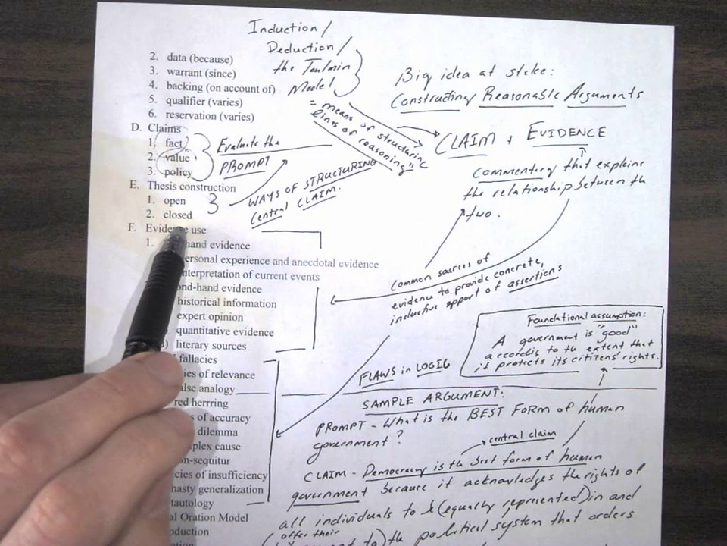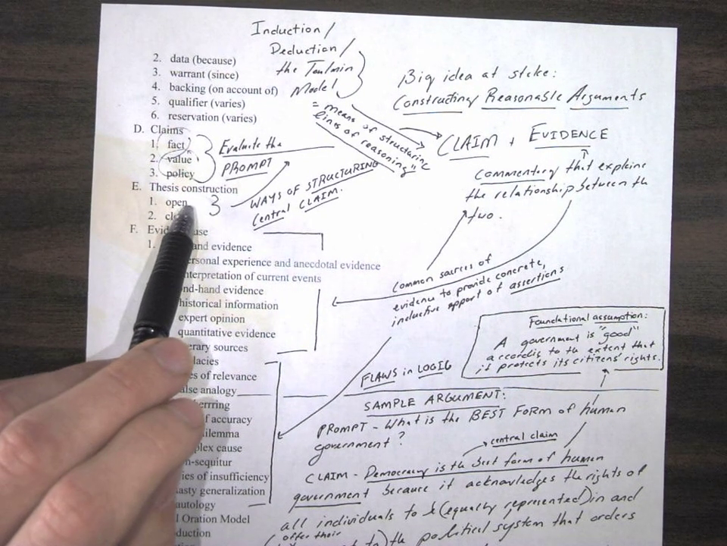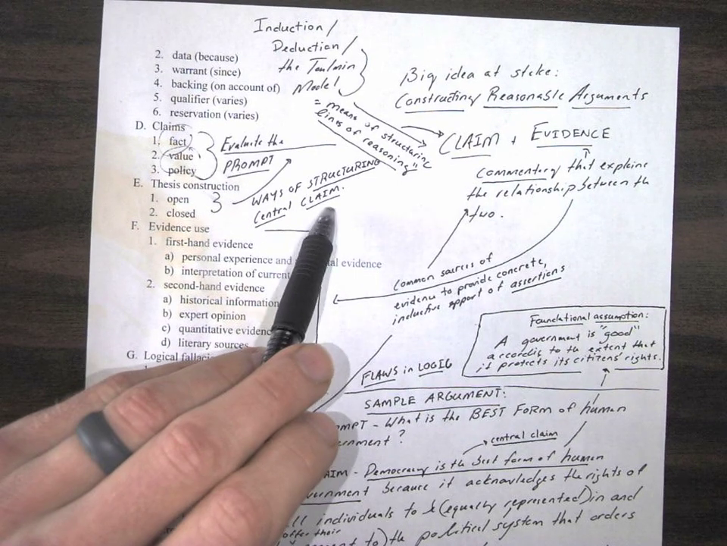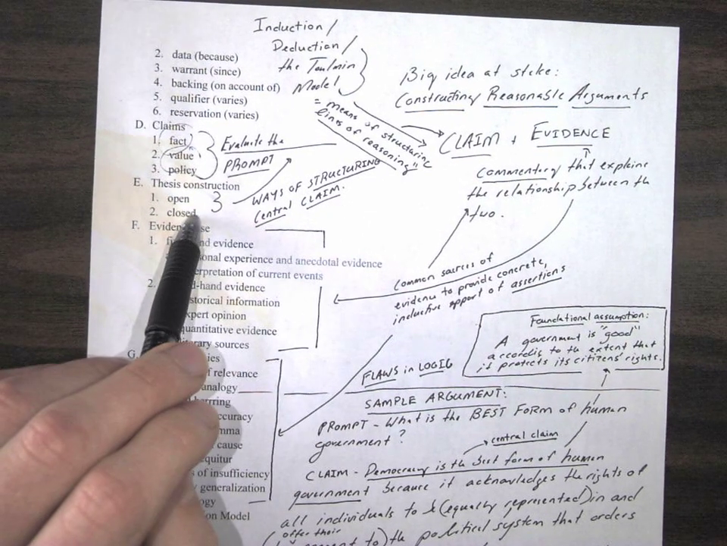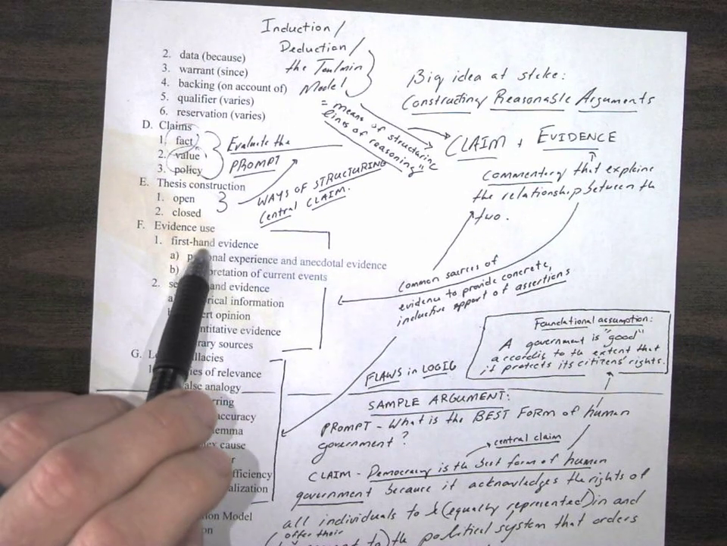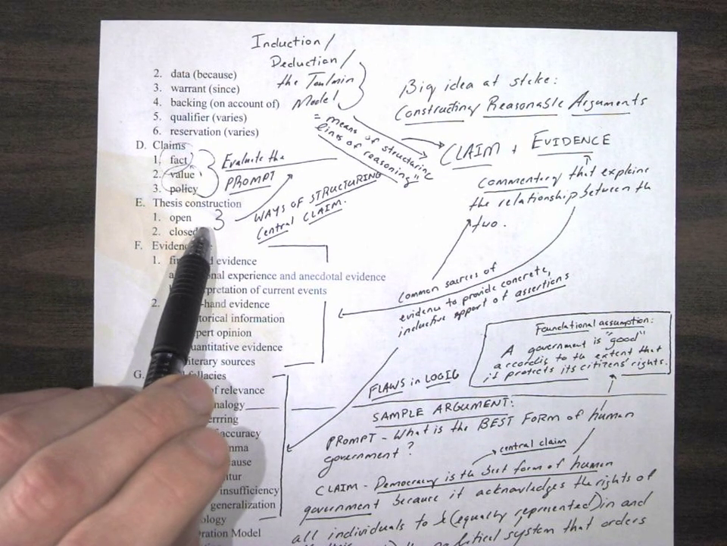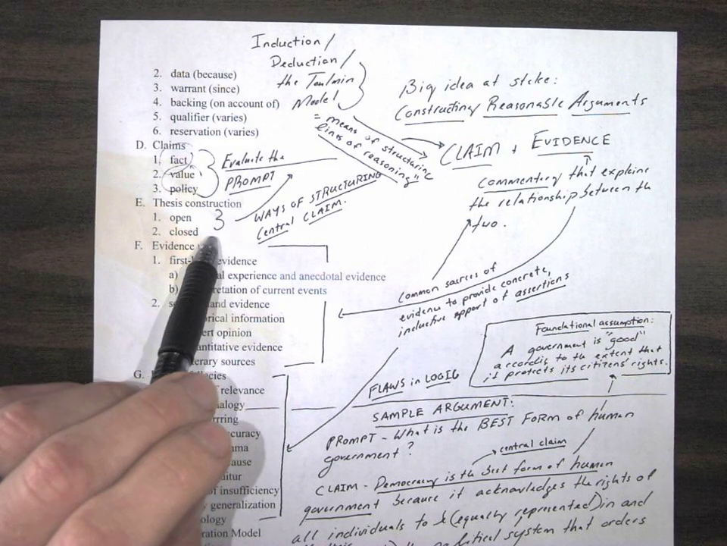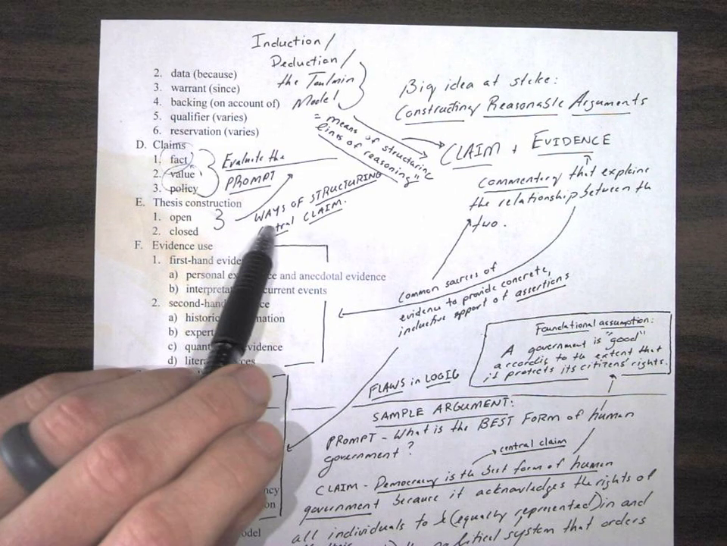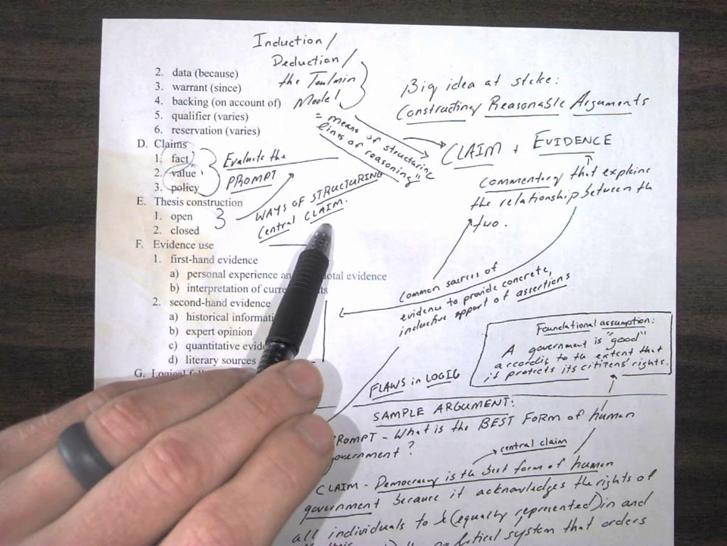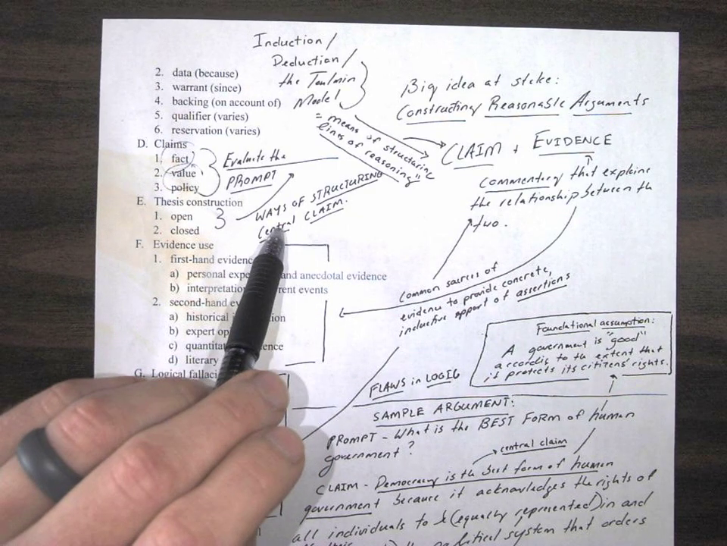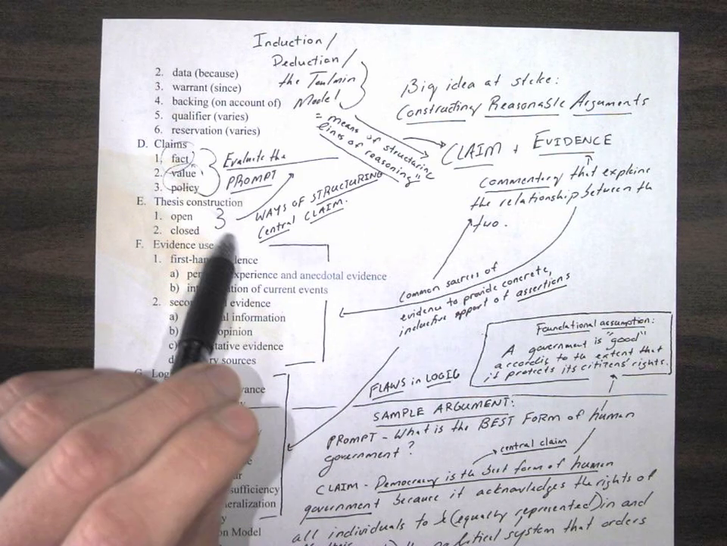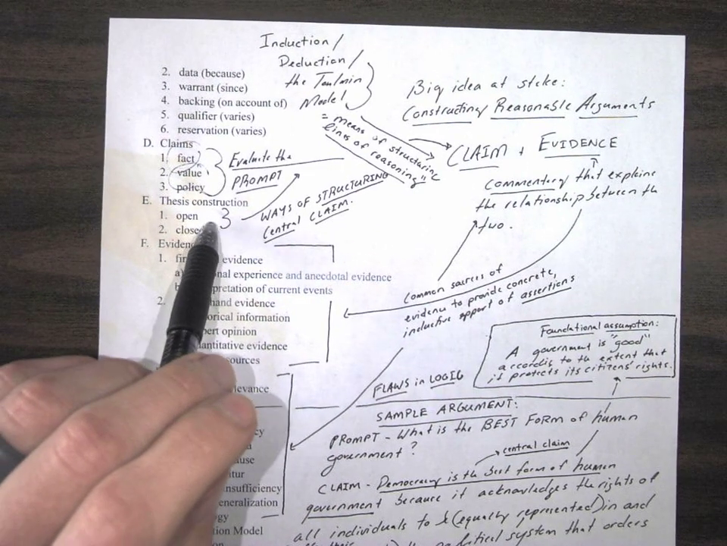whether it be open or closed. An open thesis statement is a statement that articulates the central claim and answers the prompt. A closed thesis statement is a coherent sentence that you can find in an essay that offers not only a central claim, but also the supporting arguments, the supporting data, the supporting reasons that the author is going to use to support their central claim.